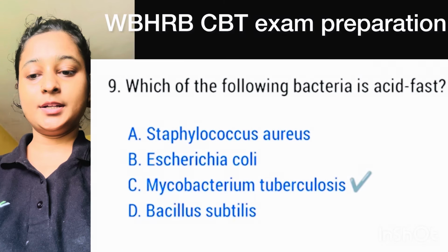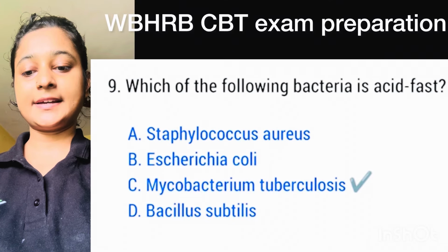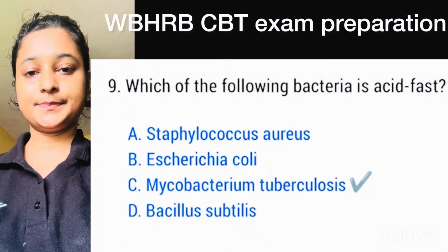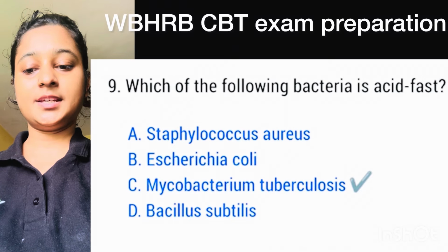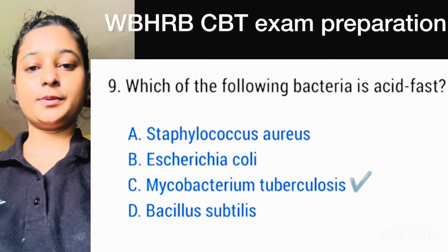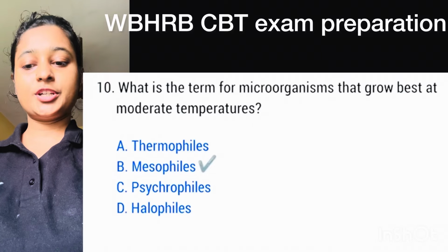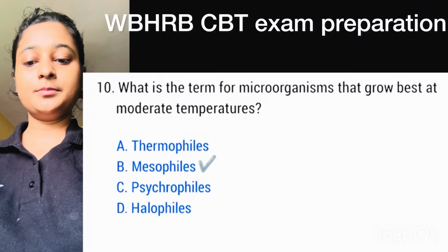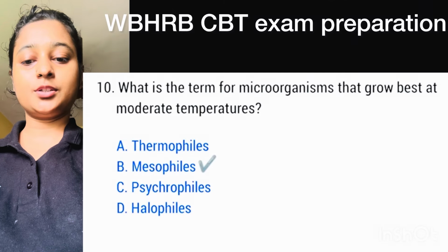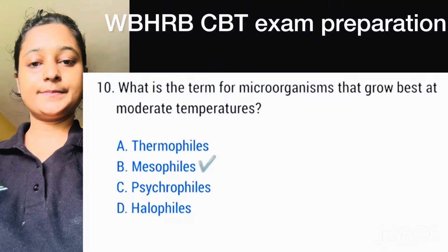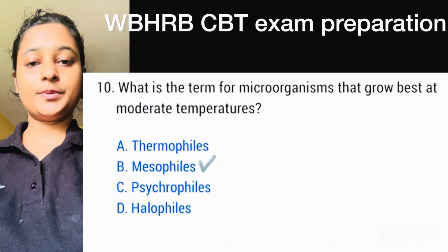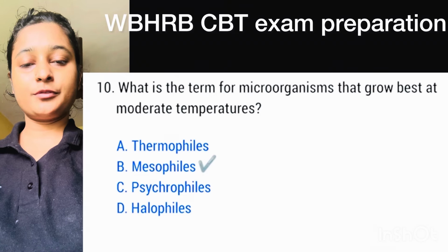Question number 9. Which of the following bacteria is acid fast? Here correct option is option C, Mycobacterium tuberculosis. Question number 10. What is the term for microorganisms that grow best at moderate temperatures? Here correct option is option B, mesophiles.